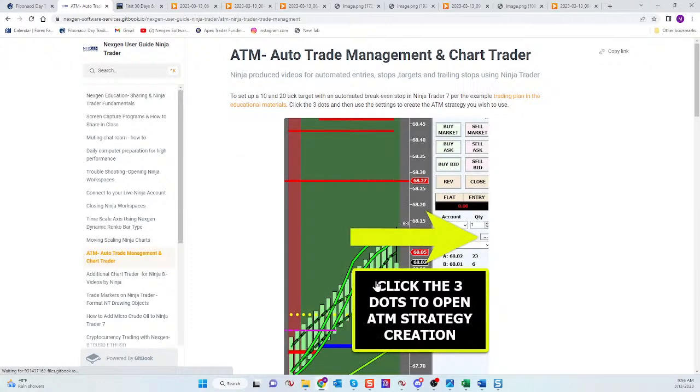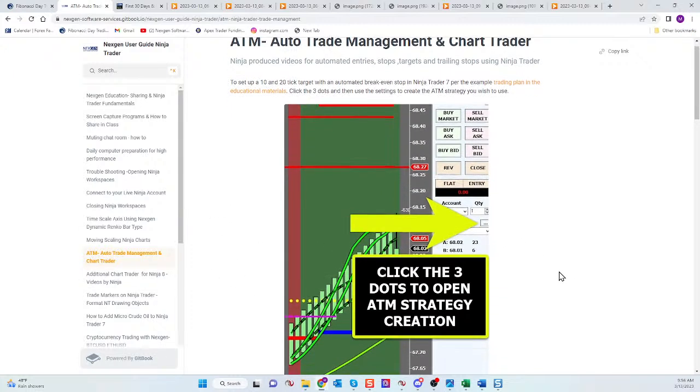From the software user guide, we have auto trade management. Oh, thank you. You're showing the second half of it. Yeah, I already talked about it, John. Thank you.